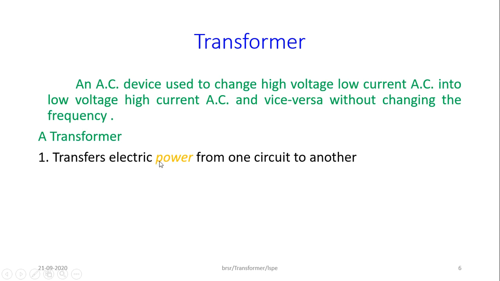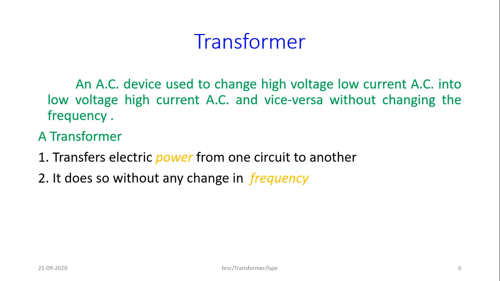It transfers electric power, which means the power in one side of the transformer is the same as the power on the other side of the transformer. It does so without any change in the frequency. Alternating current has the term frequency associated with it. Suppose the supply frequency is 50 Hz, and if it is given to the primary of the transformer, on the secondary side the power will be transferred. The voltage levels and the current levels may change, but the frequency will not change. The power will also not change.